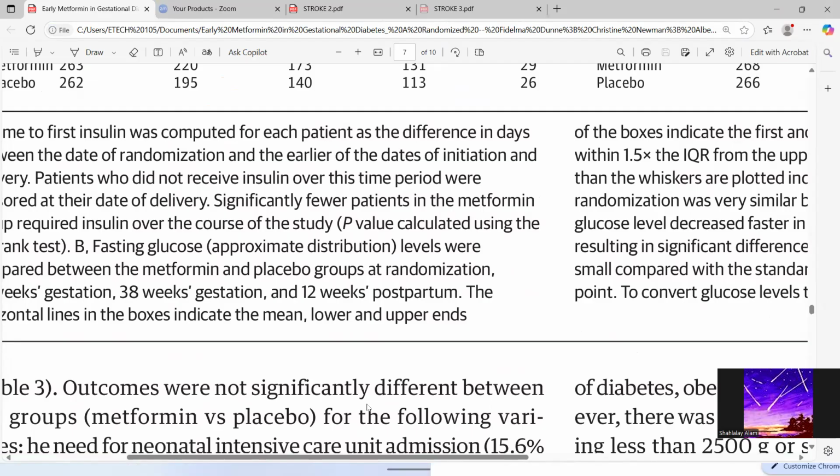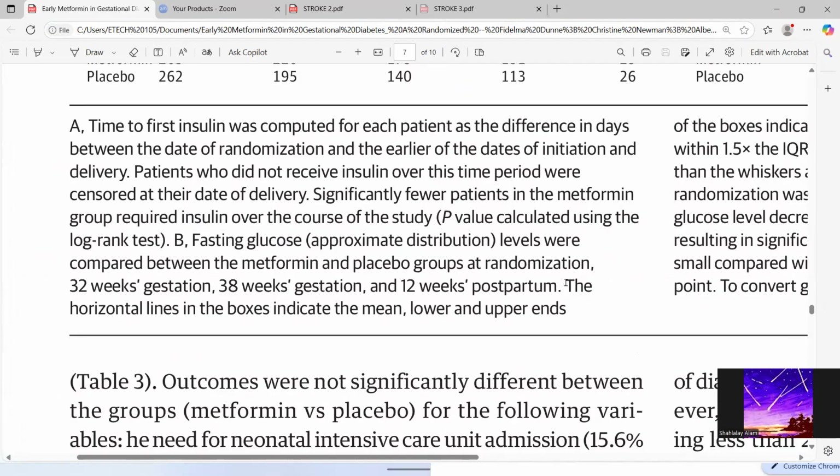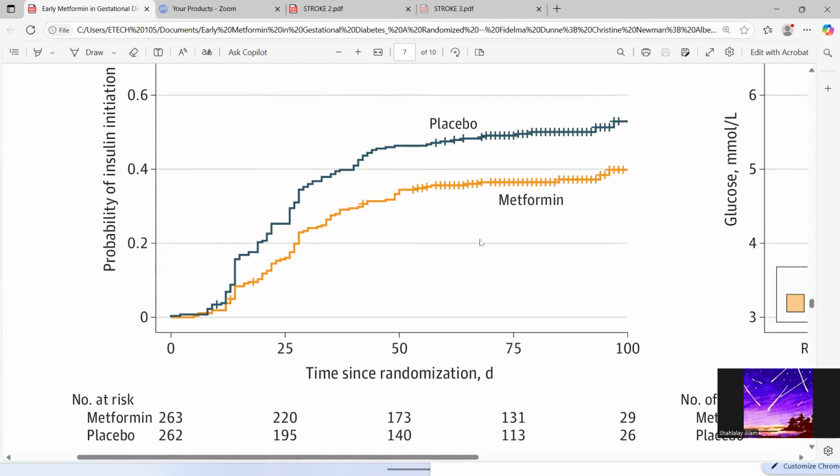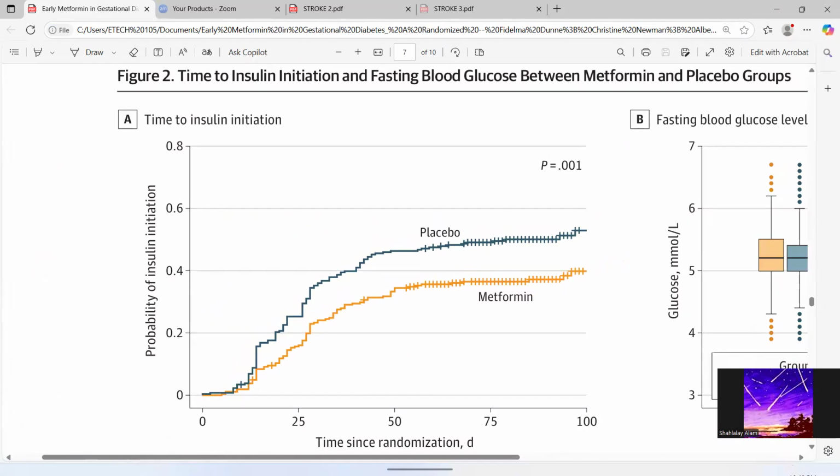And you people have to see if this graph is mean and standard deviation. See, they've written that the horizontal lines in the boxes indicate the mean, upper limit and lower limit. Meaning the mid portion of the vertical line is the mean and it has an upper limit and lower limit. So simple this thing. So this was extraction from graphs.